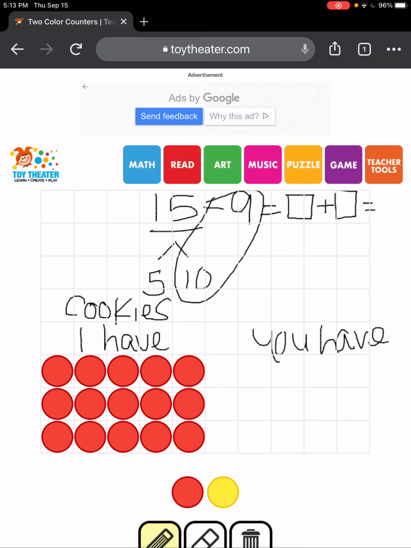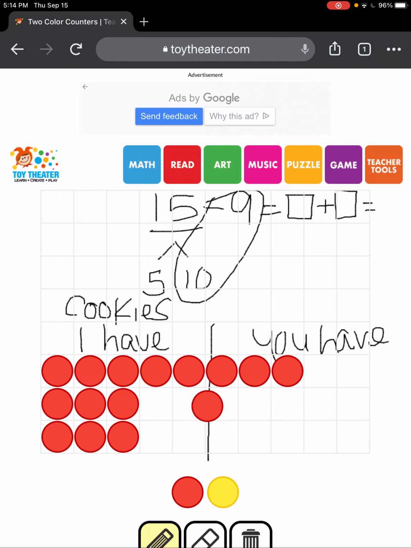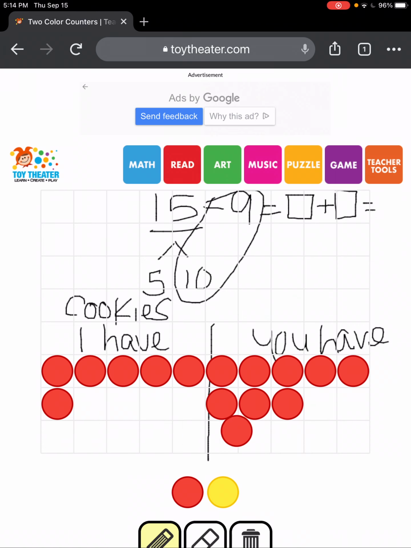So I'm going to take my counters and move them over to your side. I'm going to put a line here so that we can see the separate sides here. So I'm actually going to take away 10 of my 15 cookies to put them on your side. All right. So here we go. If I take away 10, we ask, well, what am I left with? I'm left with 5.